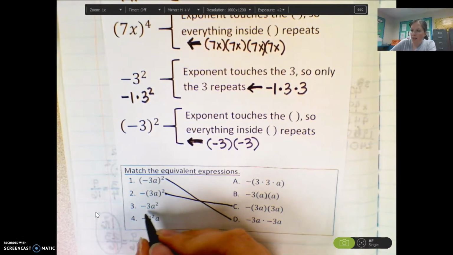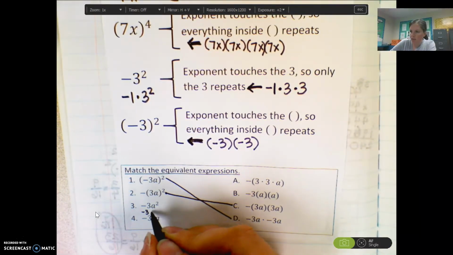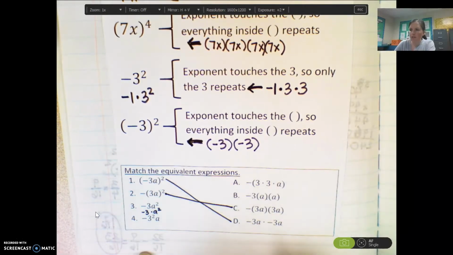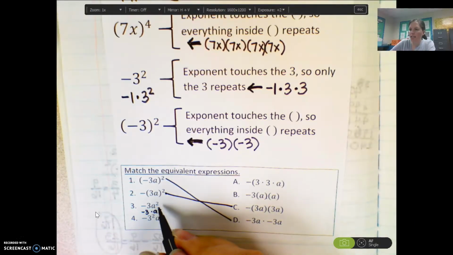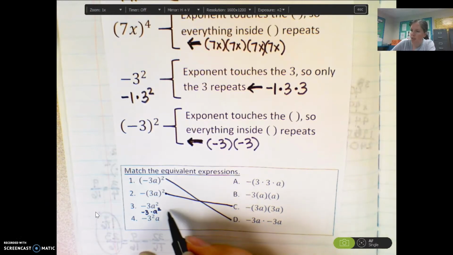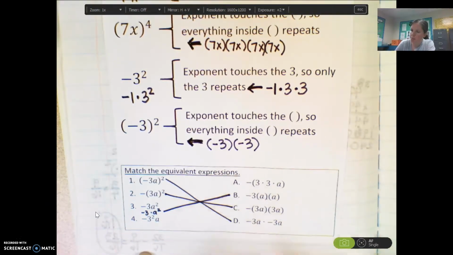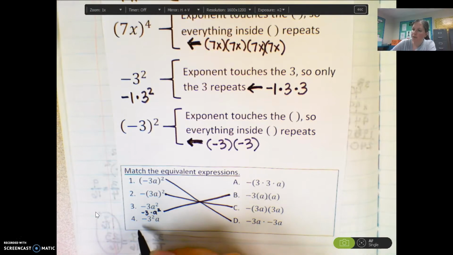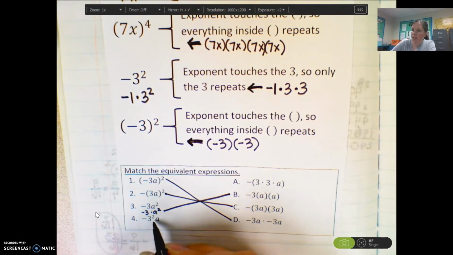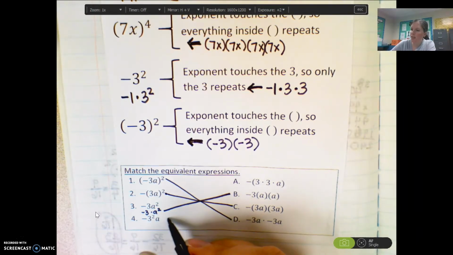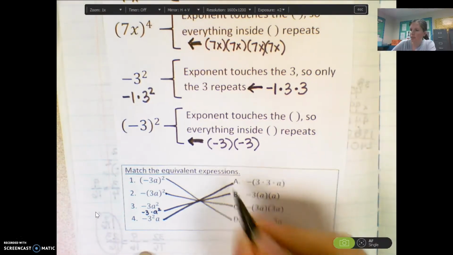For number 3, you might want to rewrite this. This is -3 times a squared. The squared is only touching the a, so the a is the only thing repeating. So that would be letter B. And then for number 4, the squared is only touching the 3. There's no parentheses here, so this should be letter A.